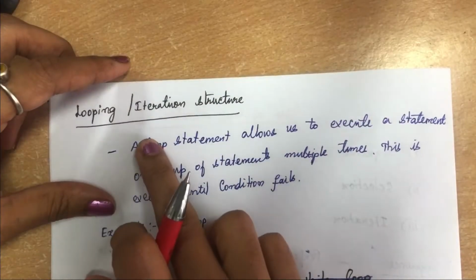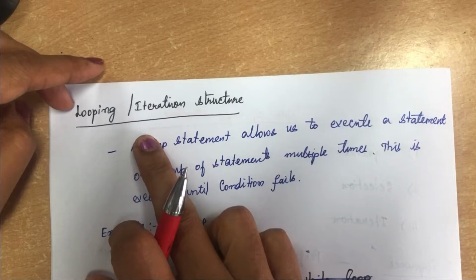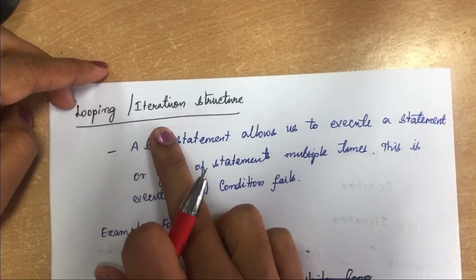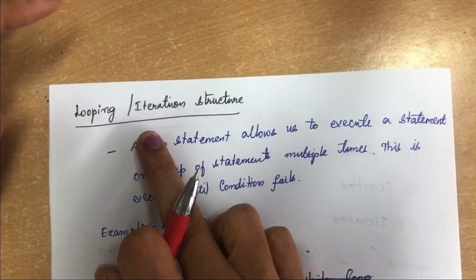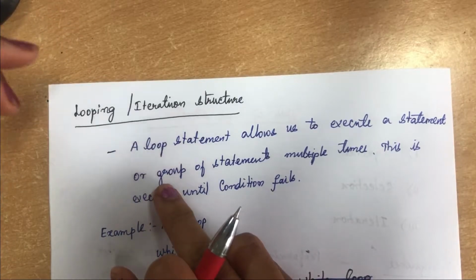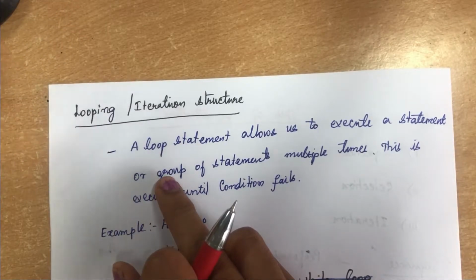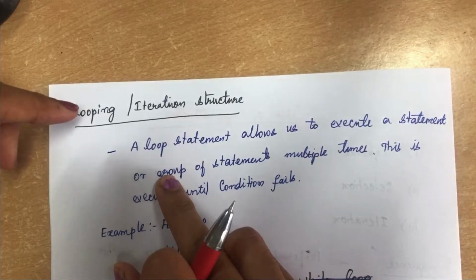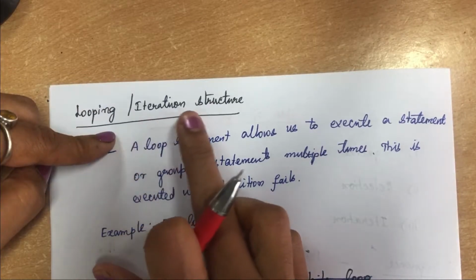Okay. Next, the last logical structure is looping or iteration. What do we mean by looping or iteration? When you want some group of statements to be executed multiple times, then it is called looping or iteration.